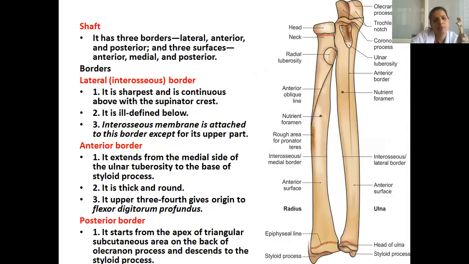And then the shaft has three borders: lateral, anterior, and posterior border. This also I have shown you, the borders and surfaces in the bone. The lateral border is sharpest and it is in continuation with the supinator crest. It is sharp above whereas it is ill-defined below. I told you this sharpest border, the lateral border of the ulna, with the medial border of the radius, gives connection to the interosseous membrane.